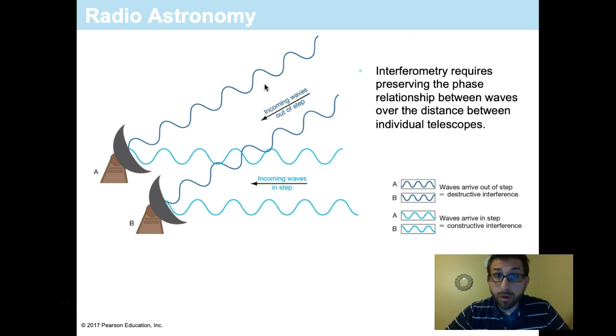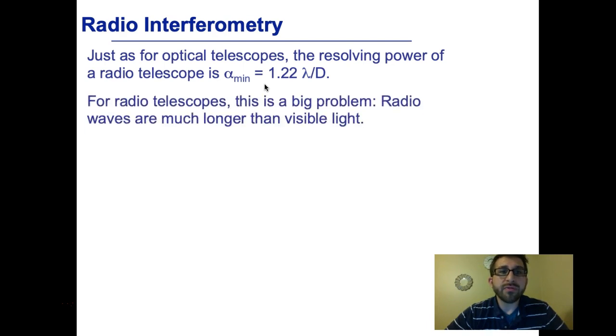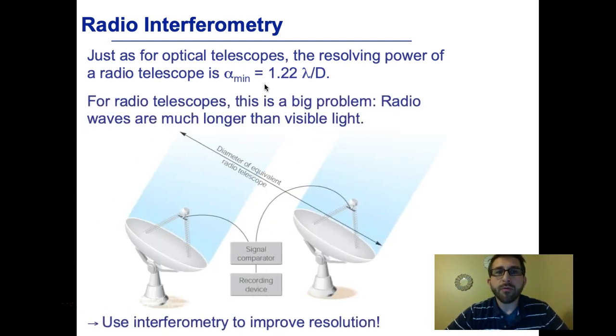Now, it is important to consider when you're doing interferometry that you need to preserve the phase relationship between waves. In other words, we need to synchronize them. So just like in an optical telescope, we have a resolving power equation. For radio telescopes, this becomes an issue. Because the wavelengths are much bigger, much longer than visible light, our resolving power is less. So this is where interferometry steps back up again and allows radio telescopes to have very high resolutions by taking multiple telescopes and connecting them together to make a single image.